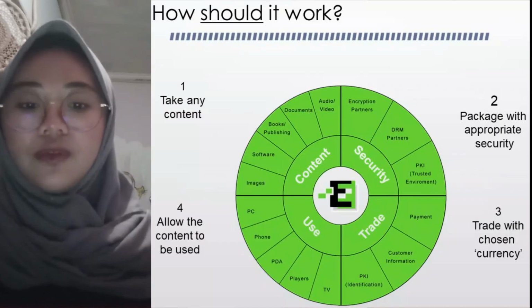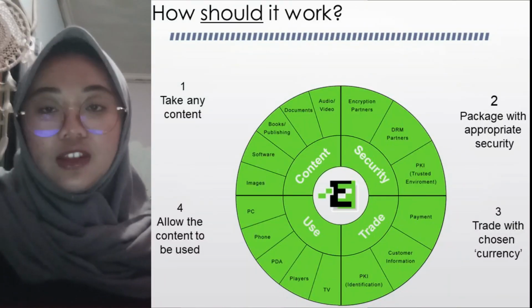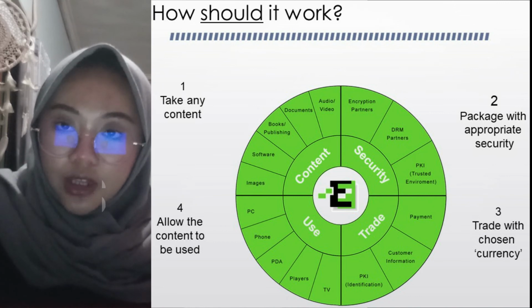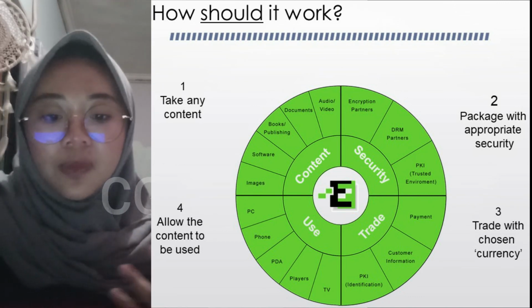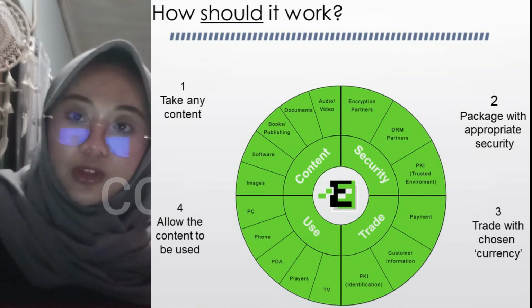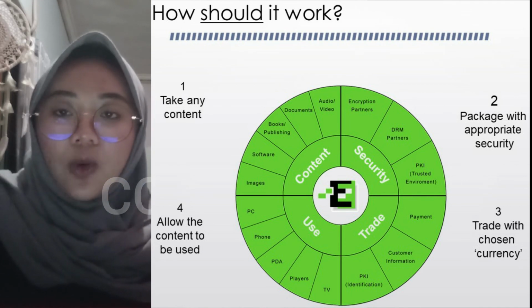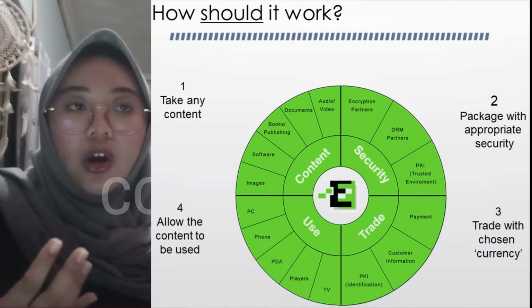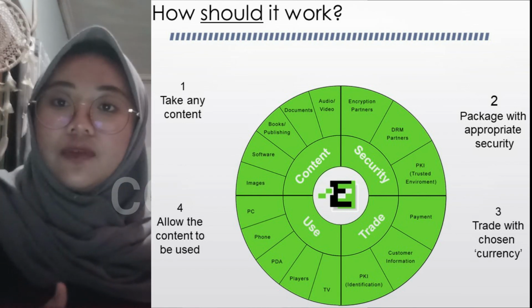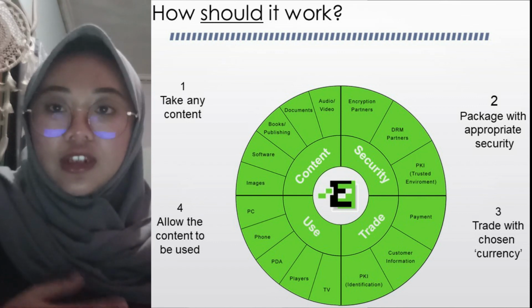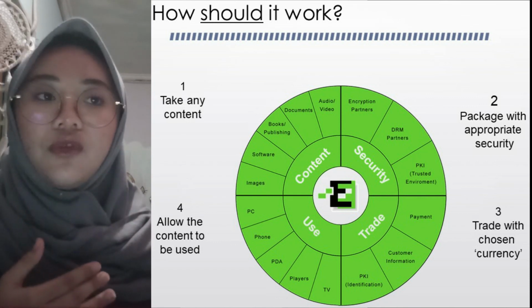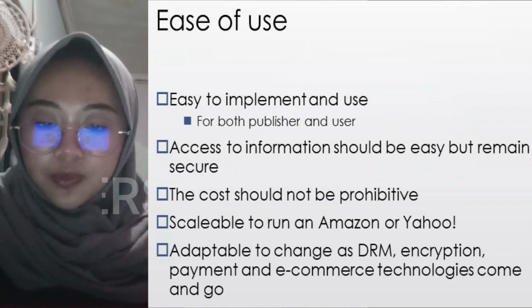So how does it work? First, you take any content, and then two, package it with appropriate security. Three, trade it with a chosen currency, and four, allow the content to be used. So that's how it works. People who wish to use your content have to get your consent, and in addition they have to pay if it's for something commercial.